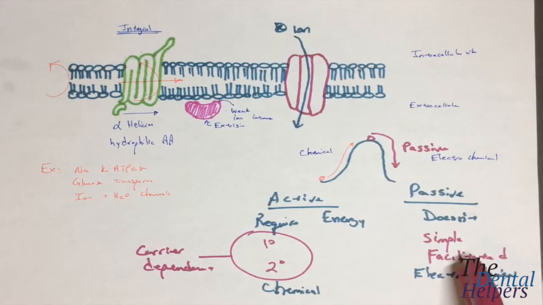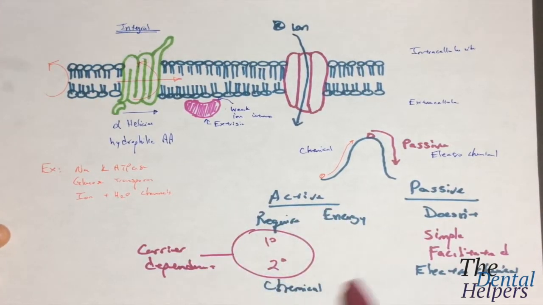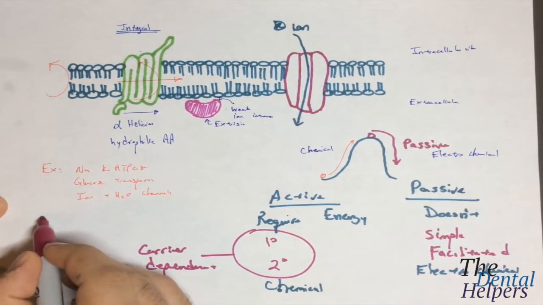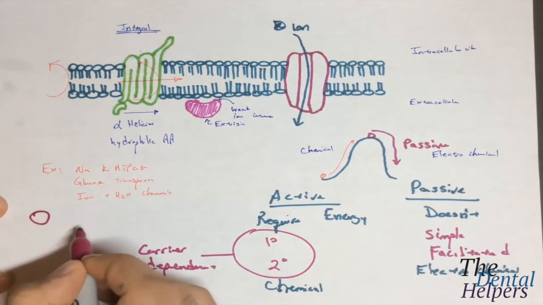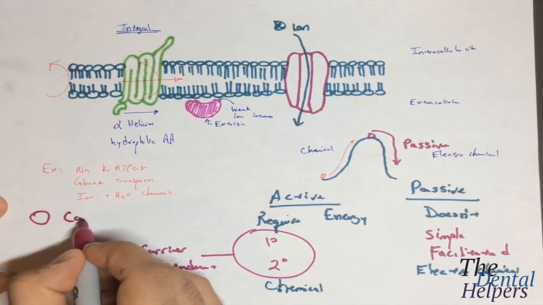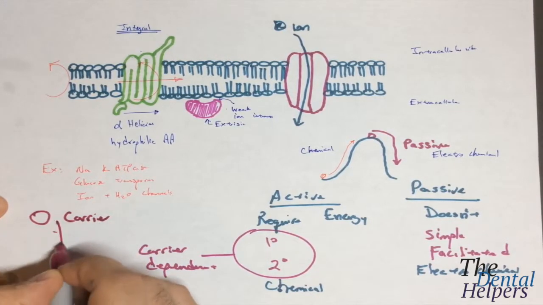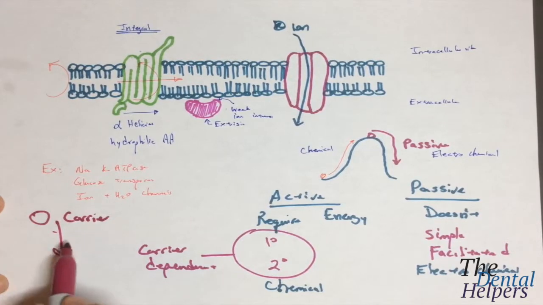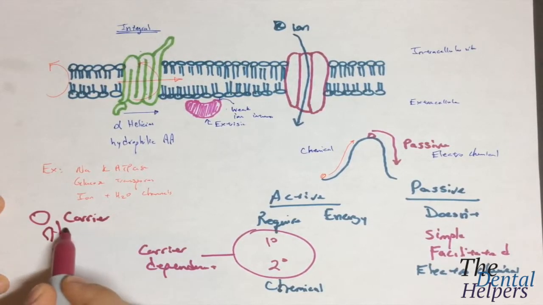Now if we look at something called carrier-mediated transport, and don't worry, we're going to get into these in the next video. Carrier-mediated is kind of the idea of facilitated diffusion. We're going to have some channel where we have this ion, and then we'll have a carrier help. So that's what we're talking about right here, the carrier-dependent groups.